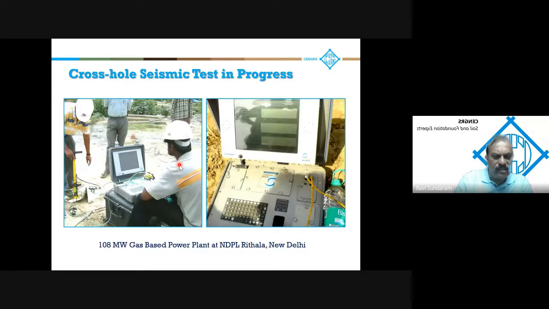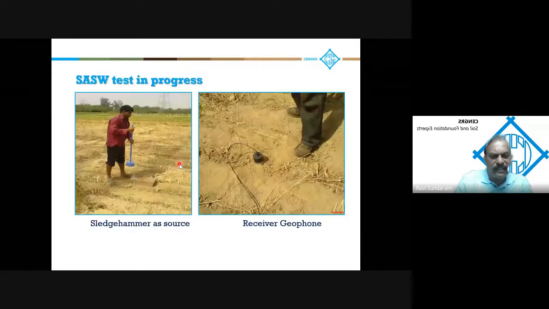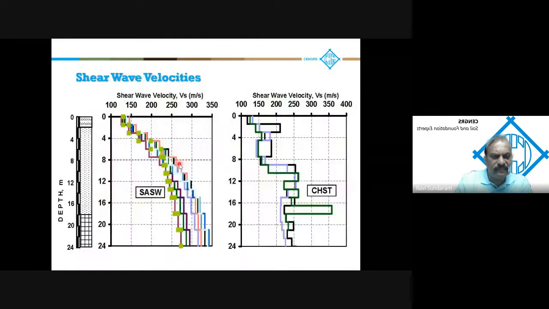Then the cross-hole seismic test was done, and this is the data acquisition for the project. And then of course the SASW test was also performed along 8 lines. So this is the plot of the shear wave velocities from SASW and from cross-hole seismic test.